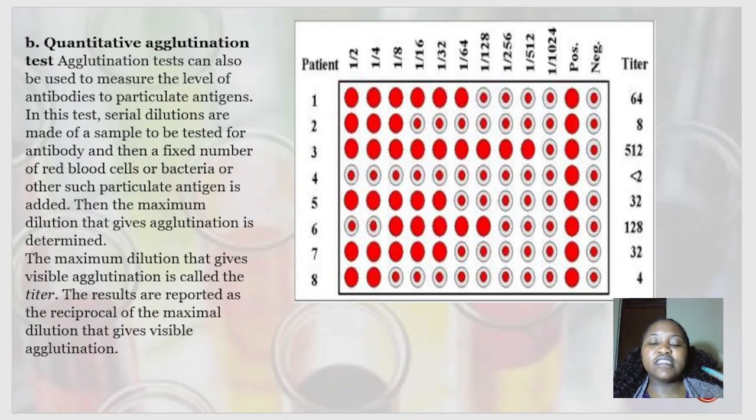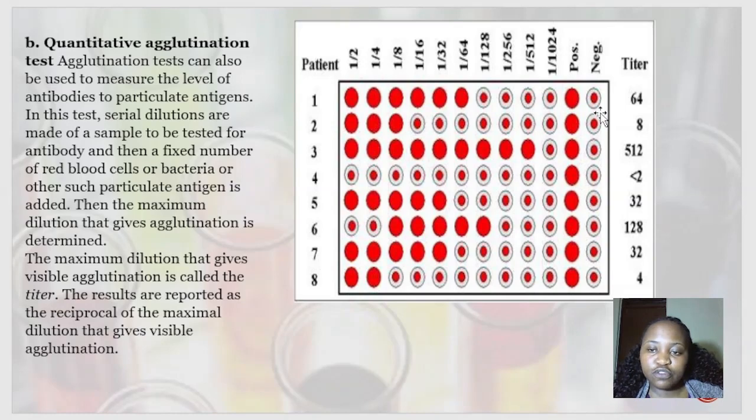Now we can also use this test quantitatively, and anytime we have quantitation, just like we did in precipitation, we have dilutions of the sample. So even here you can do several dilutions like this one. You have different patients, then you do dilutions of each sample, let's say 1 in 2 to 1 in 1024. Once you do dilutions, then you react your antigens with the antibodies and observe how agglutination occurs.